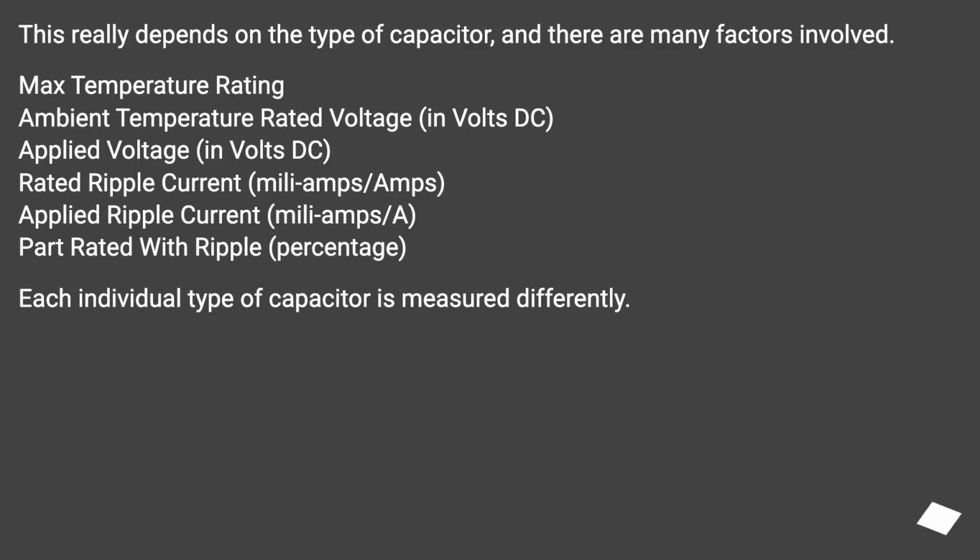This really depends on the type of capacitor, and there are many factors involved. Max temperature rating. Ambient temperature. Rated voltage, in volts DC. Applied voltage, in volts DC. Rated ripple current, milliamps/amps. Applied ripple current, milliamps/amps. Part rated with ripple, percentage. Each individual type of capacitor is measured differently.